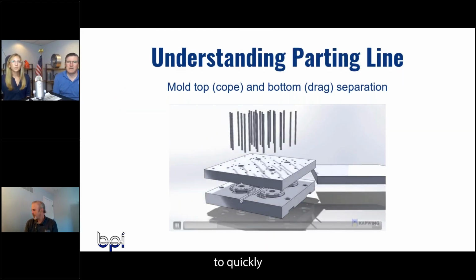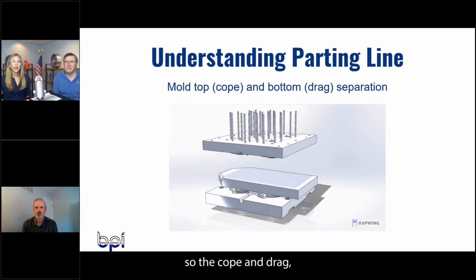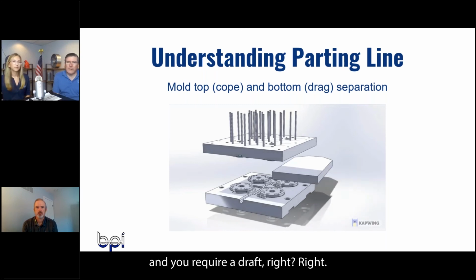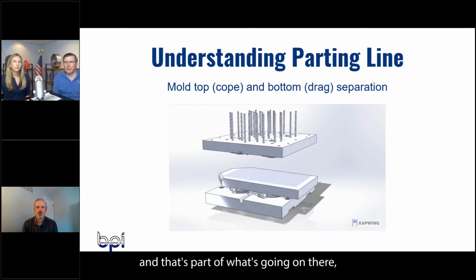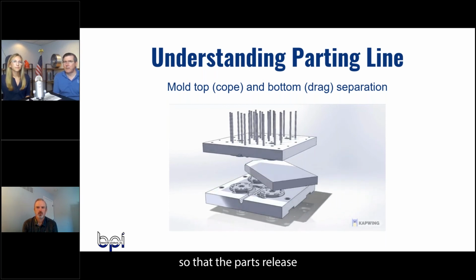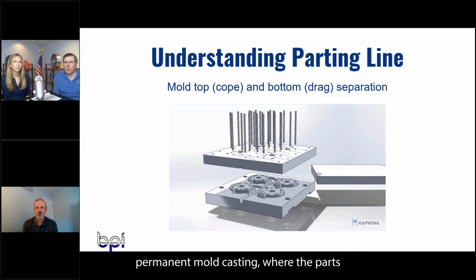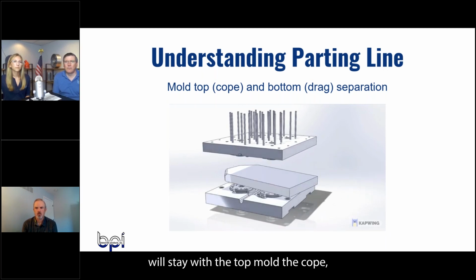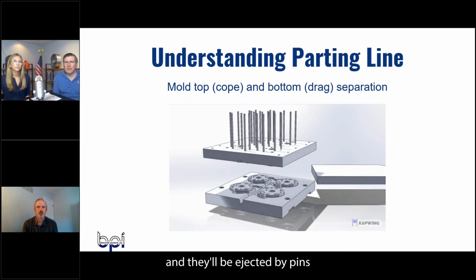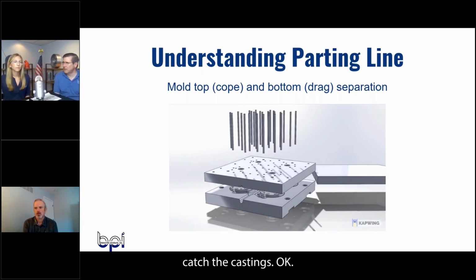So just for you guys to quickly understand what you're looking at, we're showing what a parting line, so the cope and drag, look like for a mold. So that's why you have two separate halves and you require draft, right? Right, and we talked about the draft, and that's part of what's going on there, is that at that parting line, you want the draft to move away from the parting line so that the parts release accurately off the mold. And this is typical of a permanent mold casting where the parts will stay with the top mold, the cope, and they'll be ejected by pins from that cope, onto, in this case, a plate that we move into place to catch the castings. Okay.